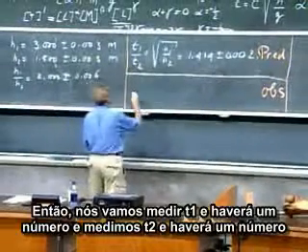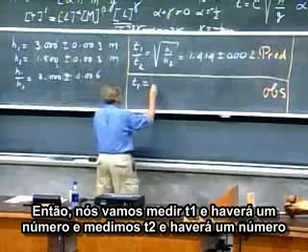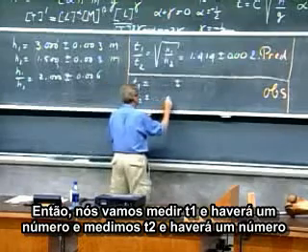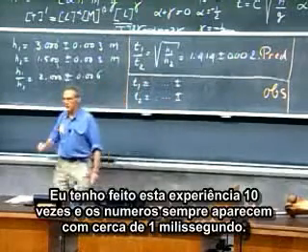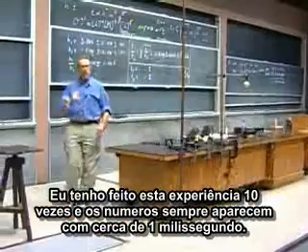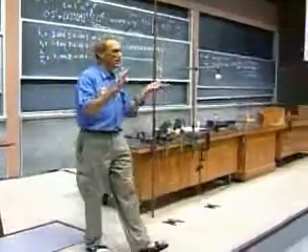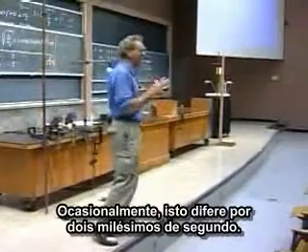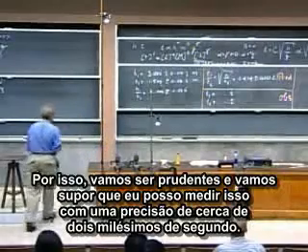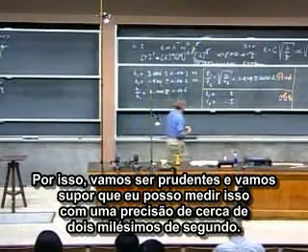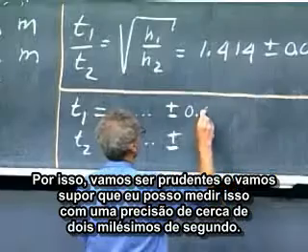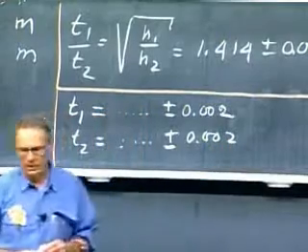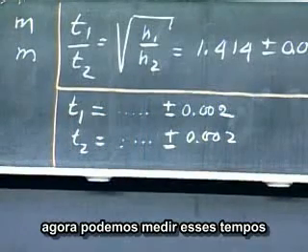So we're going to measure T1, and there's going to be a number, and then we're going to measure T2, and there's going to be a number. I have done this experiment 10 times, and the numbers always reproduce within about 1 millisecond. So I could just adopt an uncertainty of 1 millisecond. I want to be a little bit on the safe side. Occasionally, it differs by 2 milliseconds. So let us be conservative, and let's assume that I can measure this to an accuracy of about 2 milliseconds. That is pretty safe. So now we can measure these times.